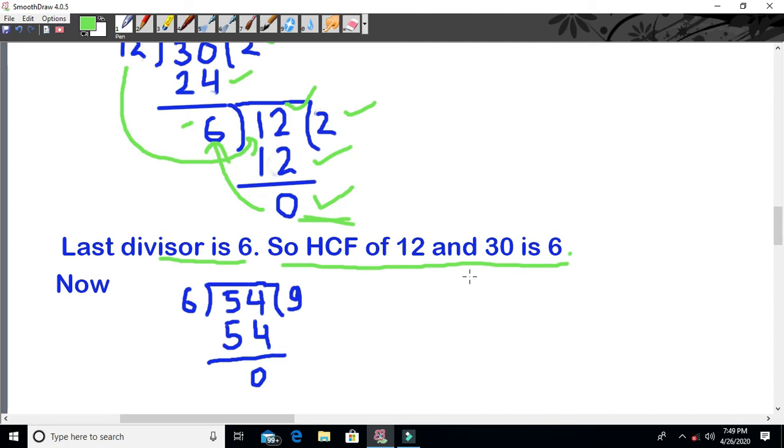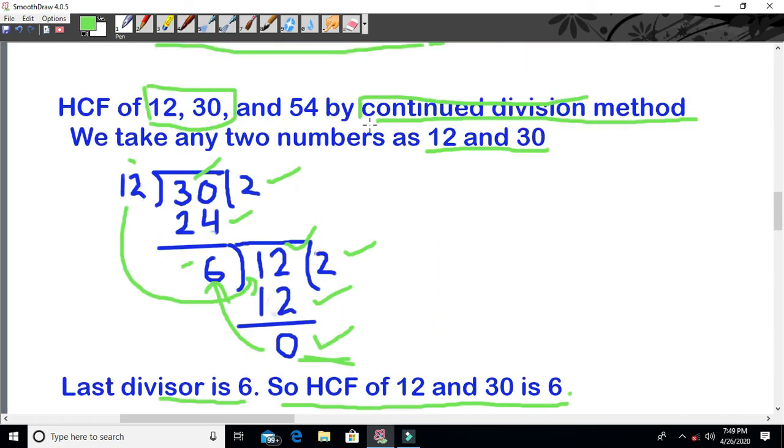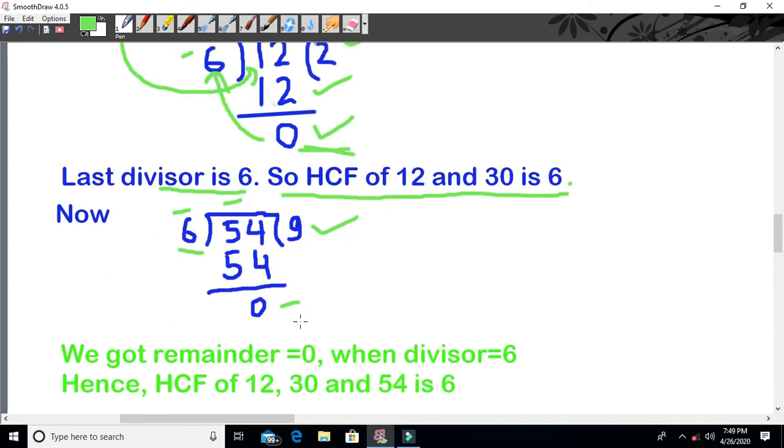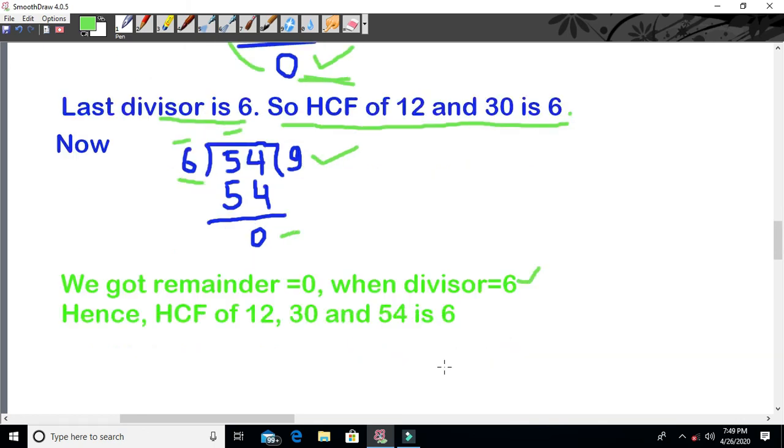Now one number, that is 54, was left. So we have to find the HCF of 6 and 54. We are dividing 54 by 6. How many times will it go? 9 times, and the remainder is 0. So we got the remainder 0 when the divisor is 6. So HCF of 12, 30 and 54 is 6.